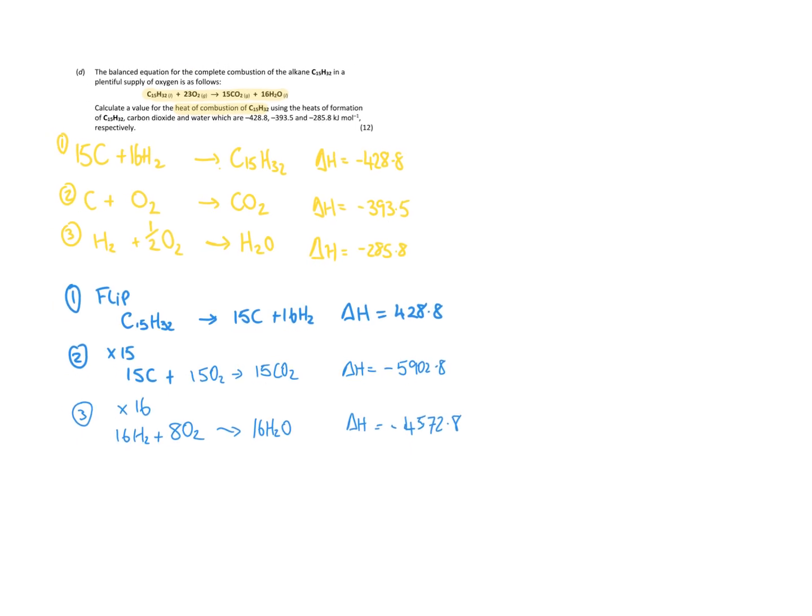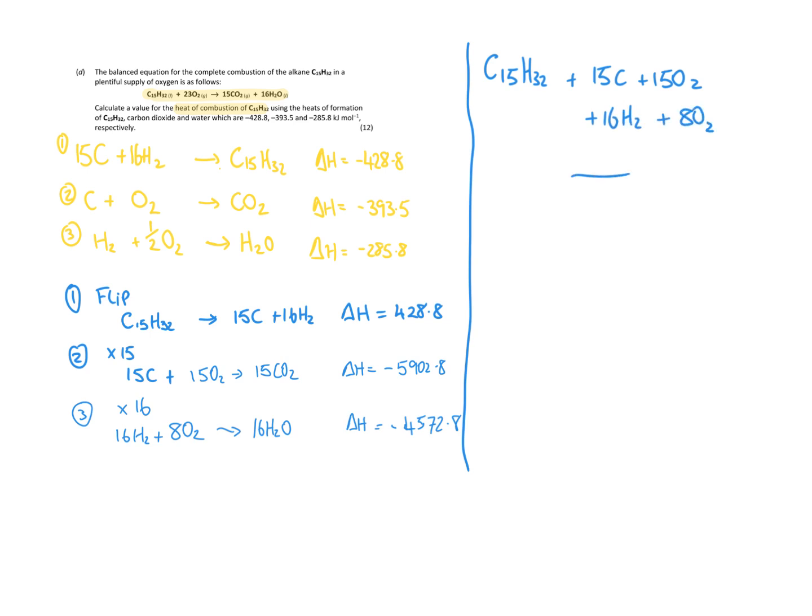So I'm going to do that over here on the right hand side of the screen. I'm going to add all of my reactants and all of my products. I'm going to go with the reactants first from my blue equations. So I have C15H32. Then I've got my 15C and my 15O2. And then I've got my 16H2 and my 8O2. So they are all my reactants.